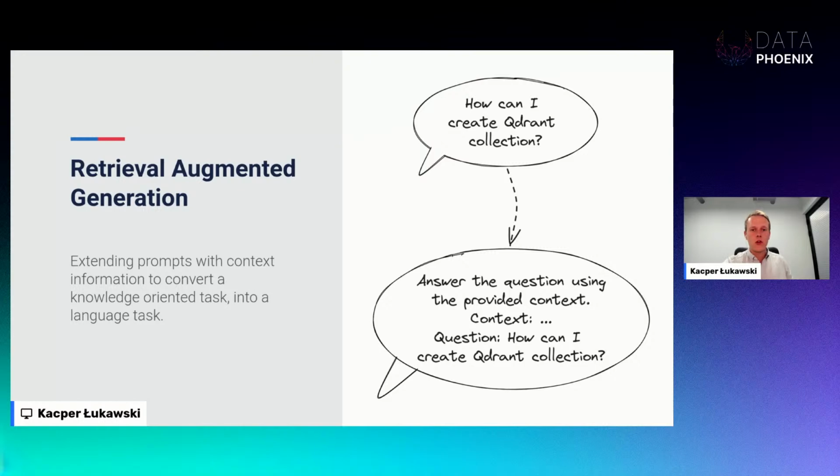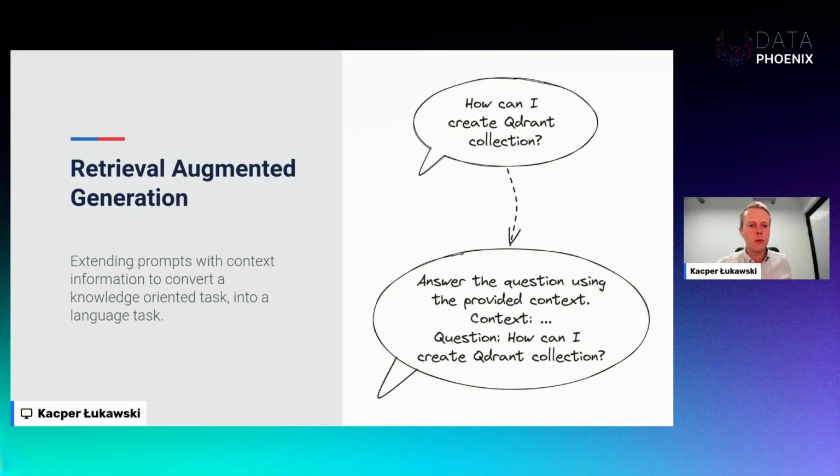This context has to be extracted from our knowledge base, and it has to be done in an automated way to keep things efficient. We won't be providing this context manually. That's not the purpose of the whole LLM revolution, right? So we need to perform semantic search, and we need to use this original question, how can I create a Qdrant collection, vectorize it, and use this vector to find some relevant documents that we indexed before.